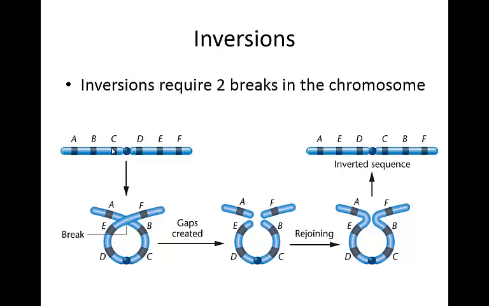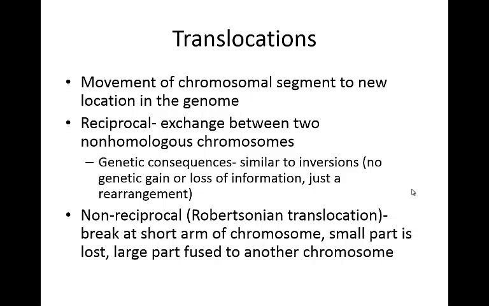So instead of A, B, C, D, E, F, you have A, E, D, C, B, F. And this part right here just happens to be inverted. So translocations, again, are going to be the movement of chromosome segments to a new location in the genome.